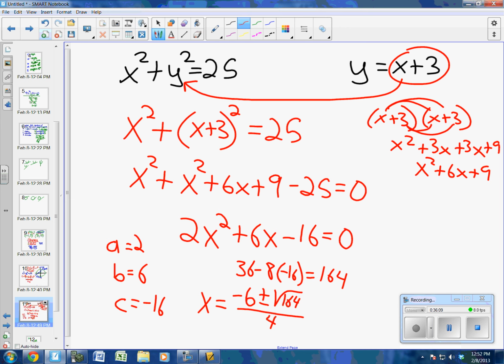Put this in your calculator. Everybody break out your calculator. Type in negative 6 plus the square root of 164, hit enter, then divide by 4. 1.7. Okay, now put in negative 6 minus the square root of 164, hit enter, and then divide by 4. What do you get for that one? Negative 4.7.